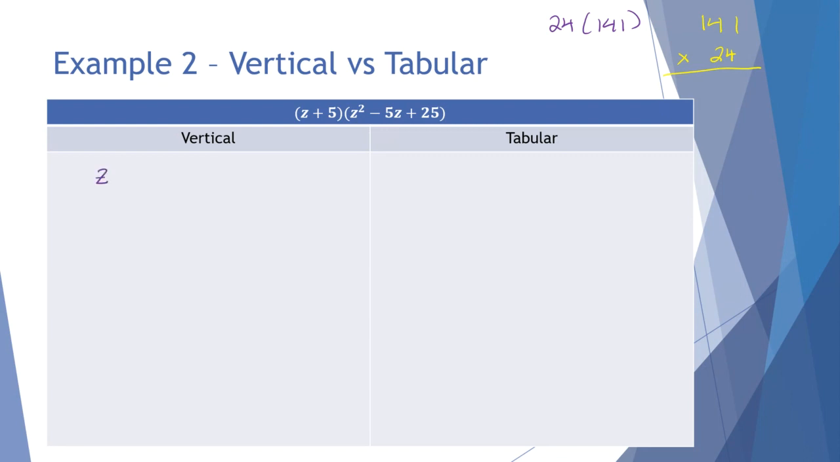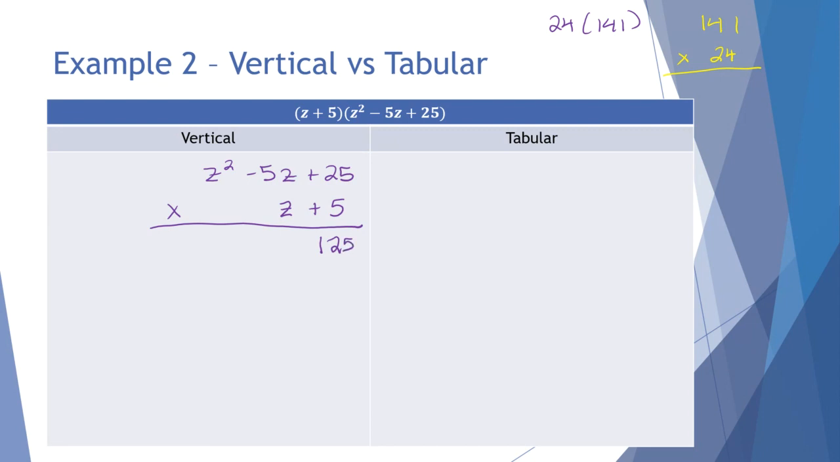On top, I'm going to have z squared minus 5z plus 25. I'm actually going to move this over so that I can have room. And then underneath, you need to line up your like terms, so z plus 5. First you take the 5 on the second row and you multiply it by everything on top. So 5 times 25 is 125. I can do that in my head.